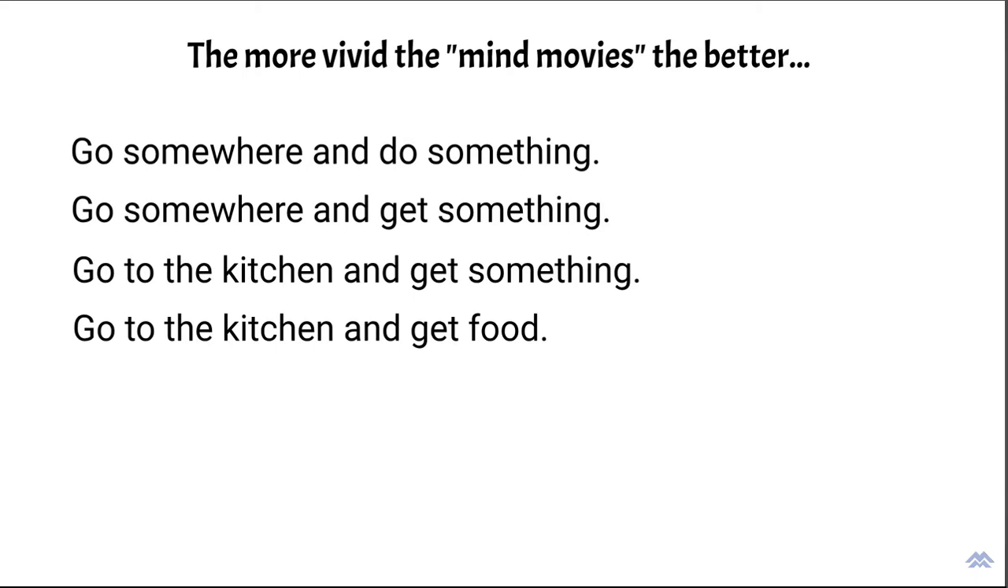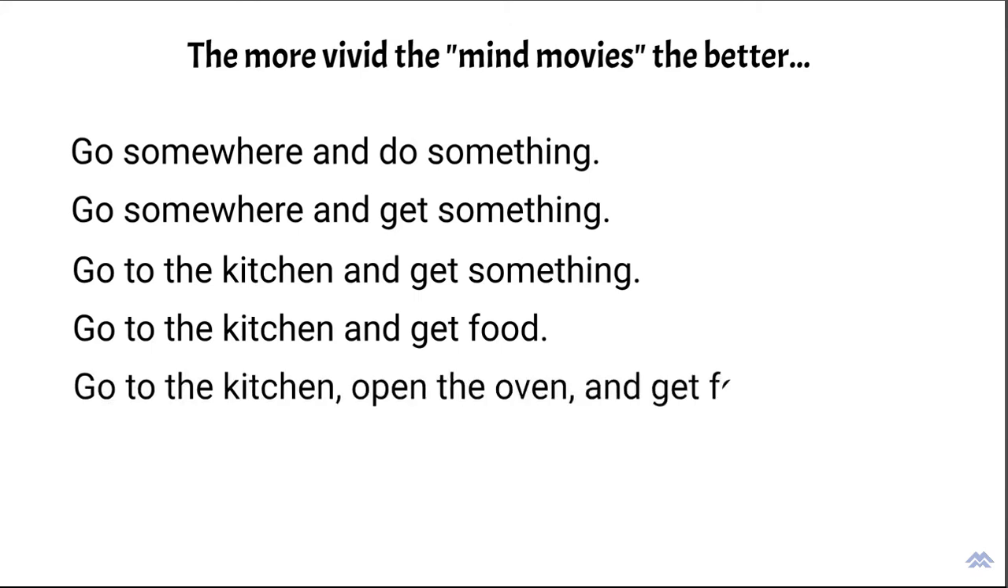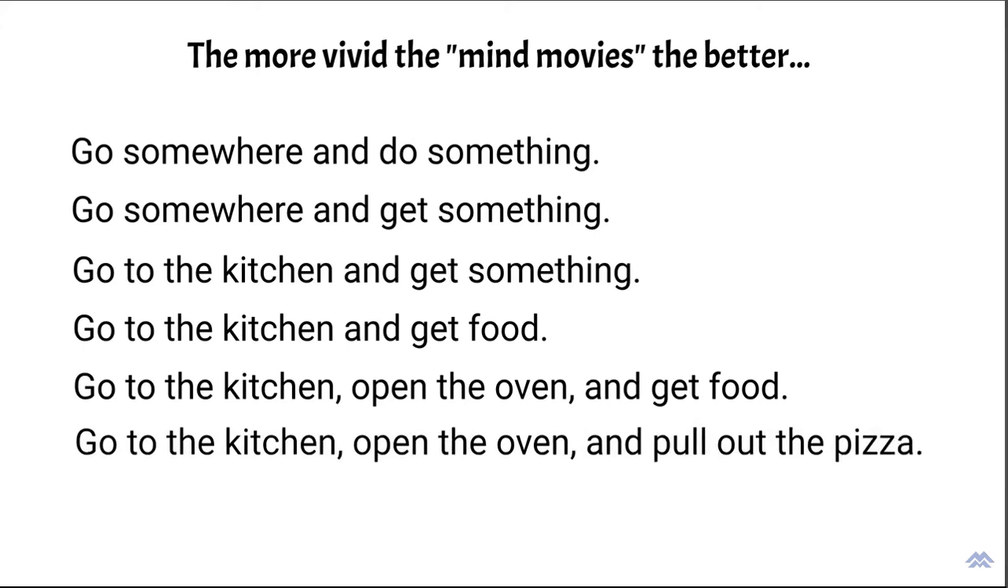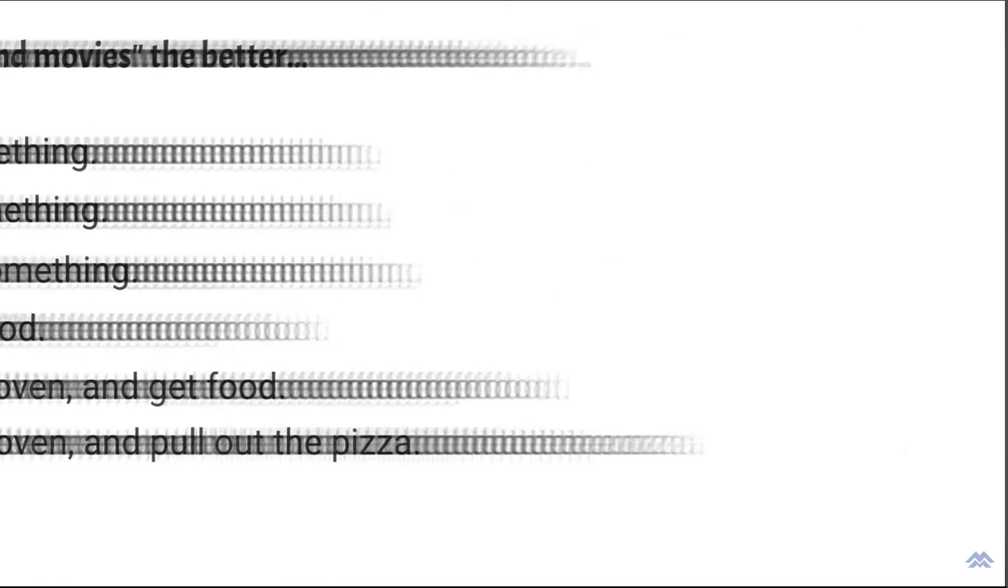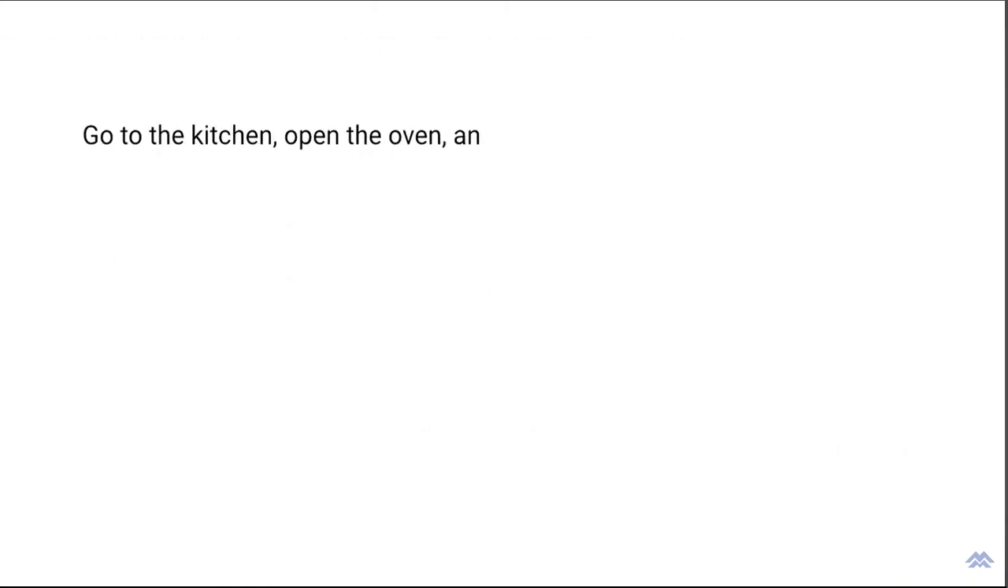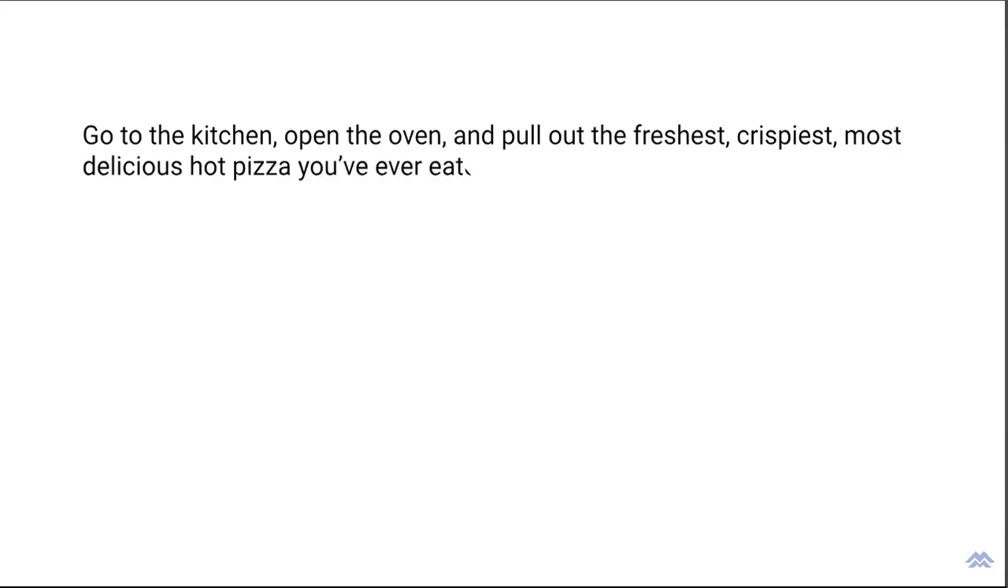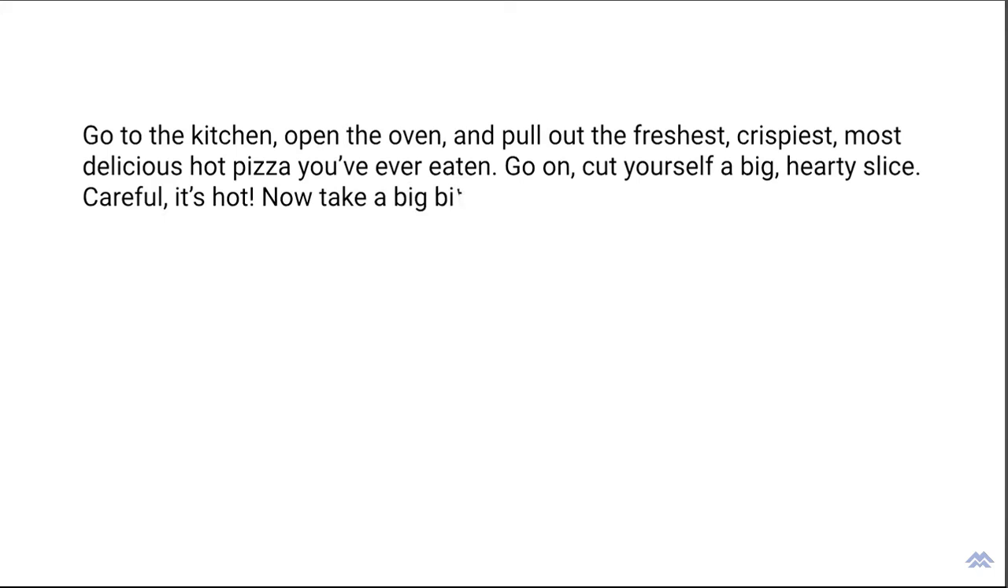Go to the kitchen, open the oven, and get food. Now notice you picture yourself opening an oven. Specific wording implants images. Action words create moving pictures. Go to the kitchen, open the oven, and pull out the pizza. Very visual. A picture of a pizza pops in your head. Go to the kitchen, open the oven, and pull out the freshest, crispiest, most delicious hot pizza you've ever eaten. Go on, cut yourself a big hearty slice. Careful, it's hot. Now, take a big bite.